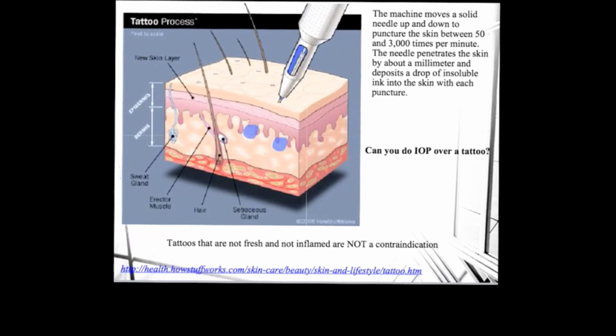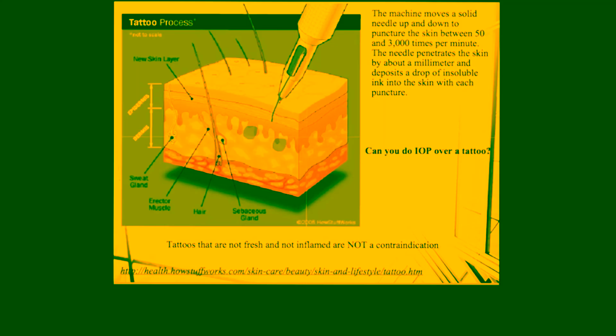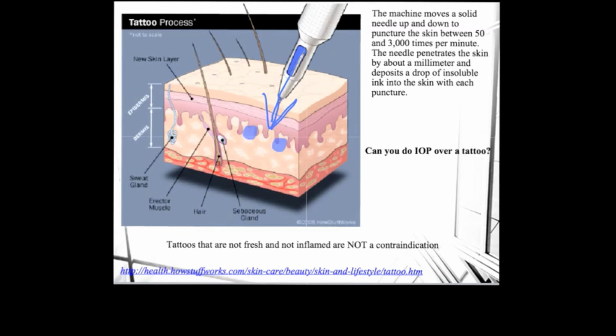Okay, so thinking about that, what happens when you get a tattoo? If you get a tattoo, you're looking at the medication, not medication, but the ink going in through the stratum corneum and into the subcutaneous tissue and into the dermis.